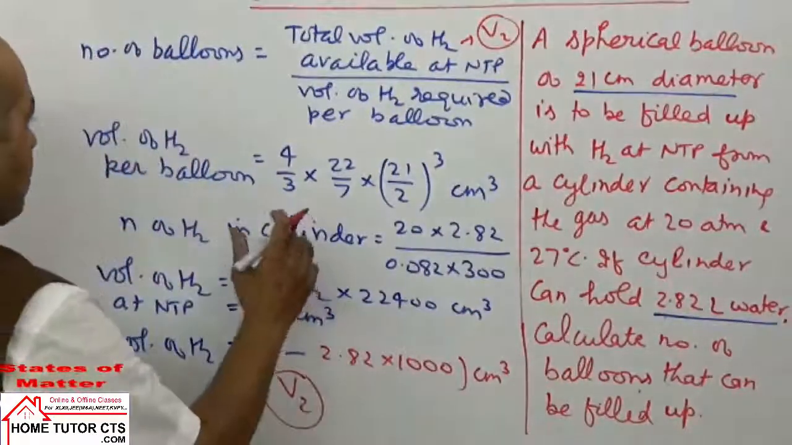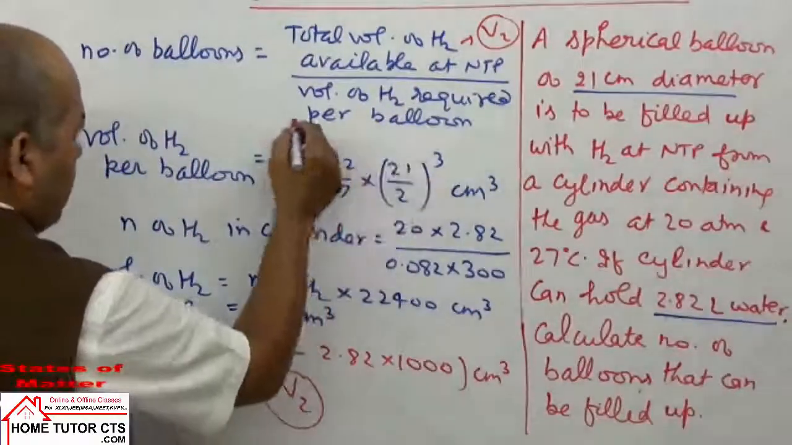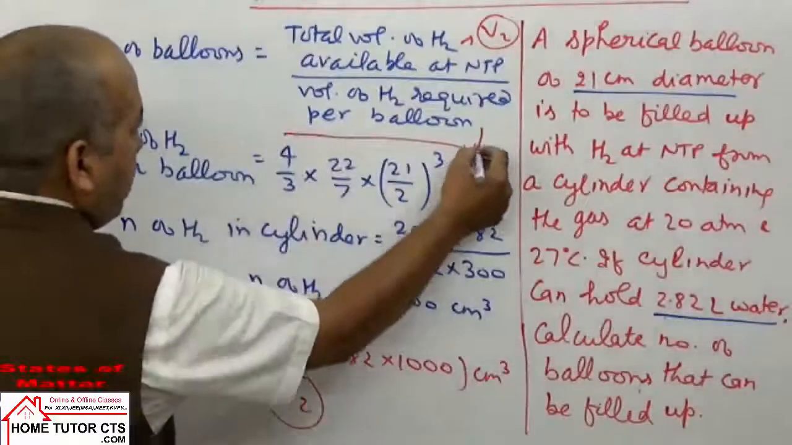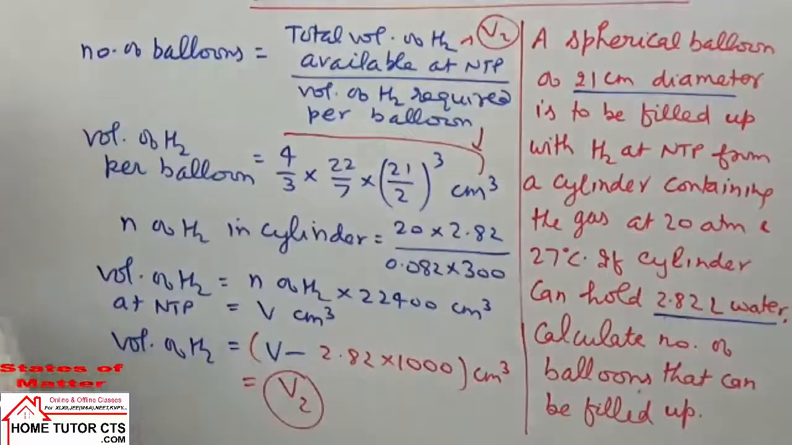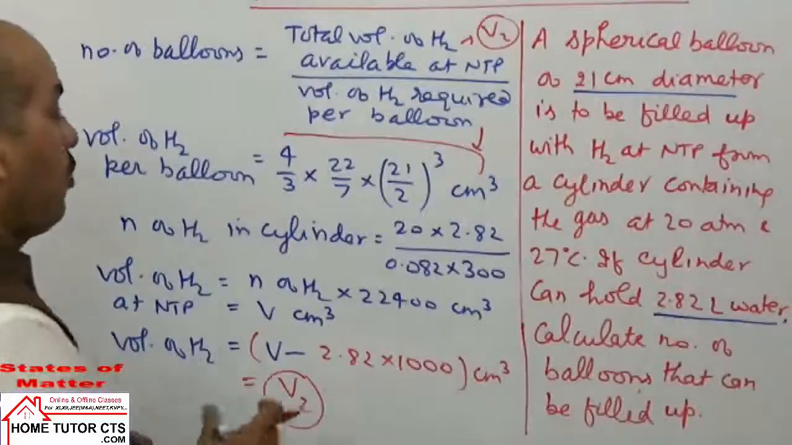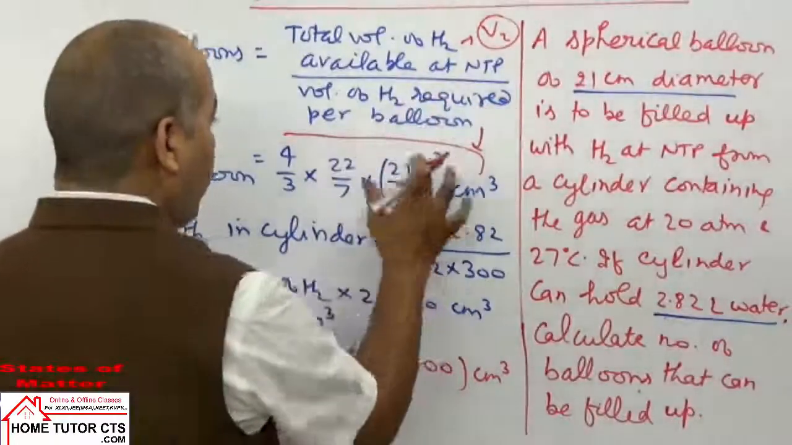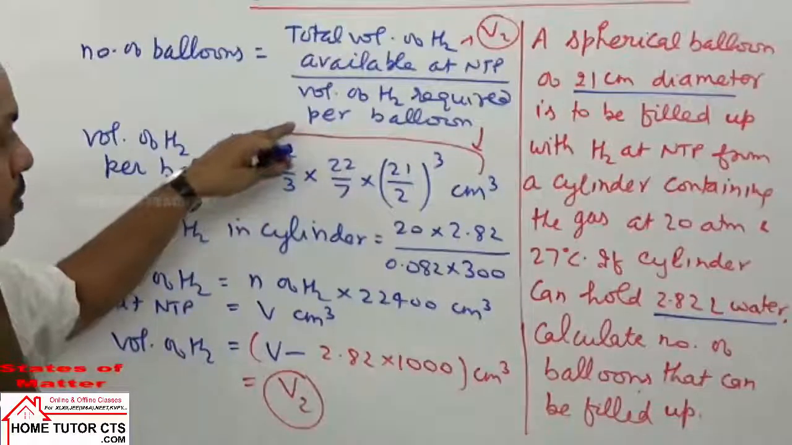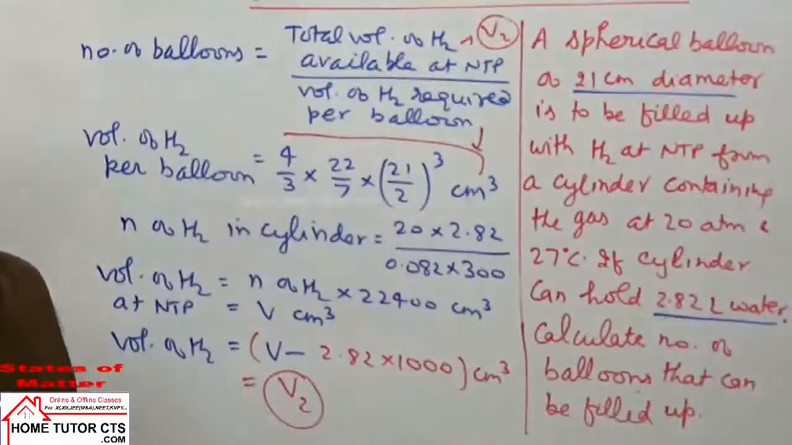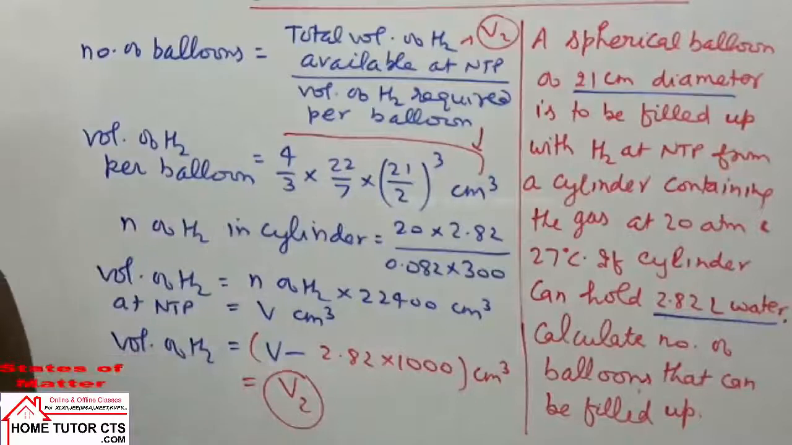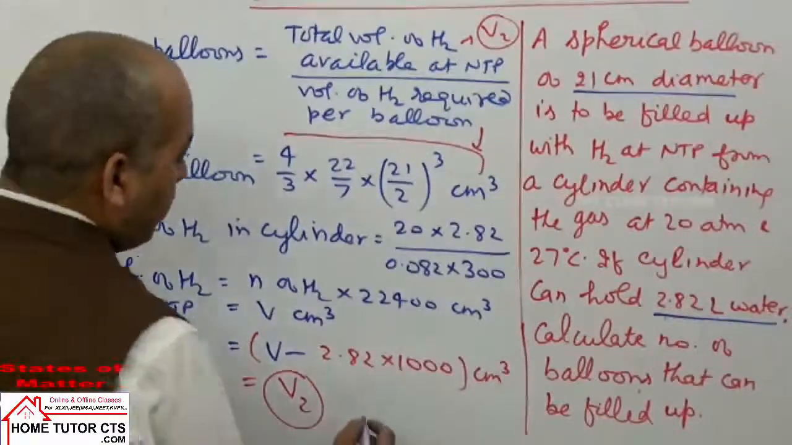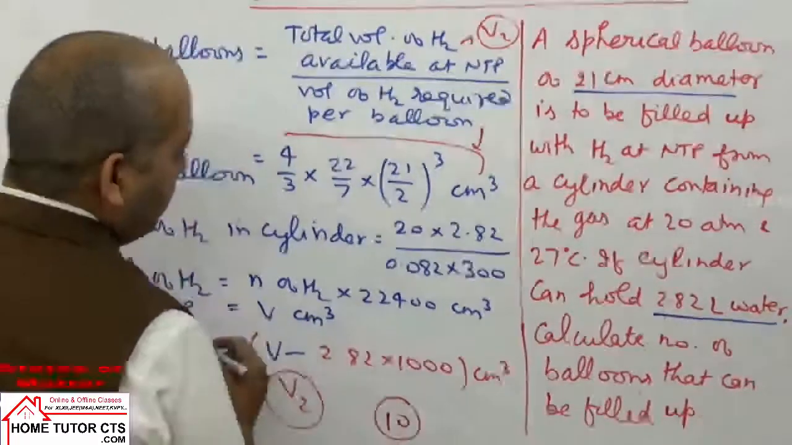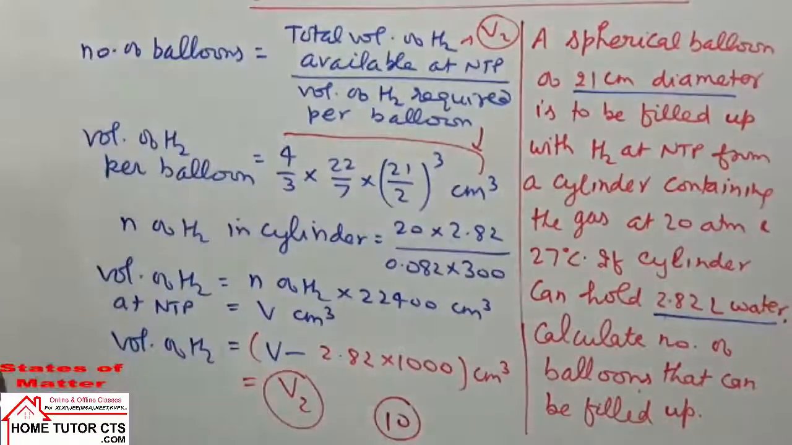Volume of the balloon can be taken. आपका आएगा सामने, आपका लिखा हुआ है, ये है balloon, volume of hydrogen gas required per balloon. So total volume available by volume required per balloon will give the number of balloons which can be filled up by the hydrogen gas. So I'm solving, the answer coming here is 10 balloons. The answer for this question is 10. Okay.